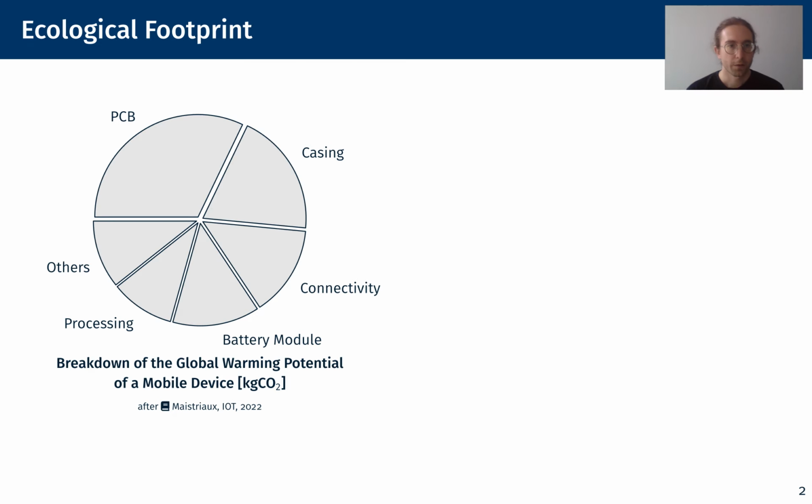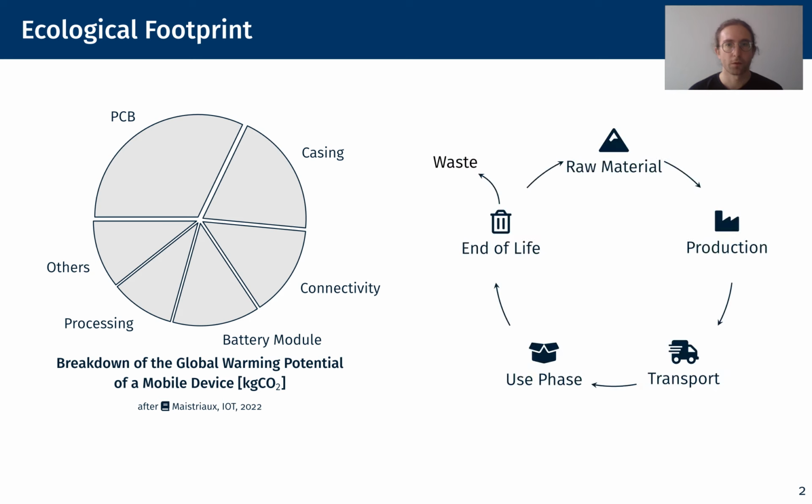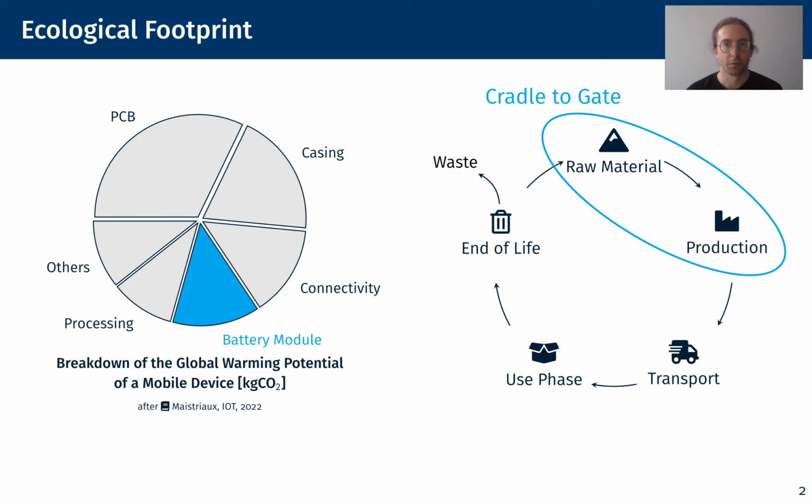There are many ways to measure the ecological impact, and for this talk we'll focus on the global warming potential, which is usually measured in carbon dioxide. There are also many ways to look at the life cycle of a system, and we'll focus on the cradle-to-gate view. The energy storage component of the system can make up a significant part of the overall global warming potential, and we'll have a look at how we can minimize this impact.